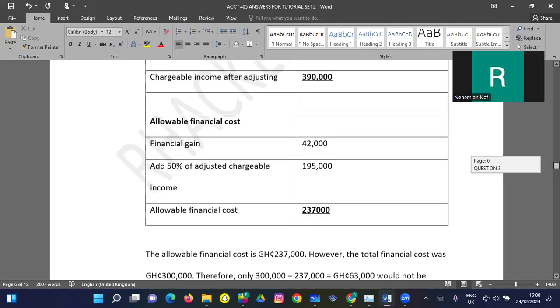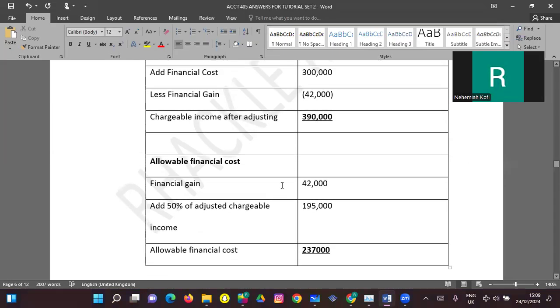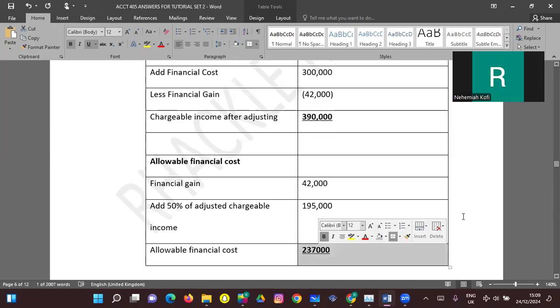Now, remember, our allowable financial cost is the financial gain plus 50% of the adjusted chargeable income. So 50% of this is what we are getting here. So 42,000, which is the financial gain, plus 50% of the adjusted chargeable income, then we are getting an allowable financial cost of 237,000. This is it.